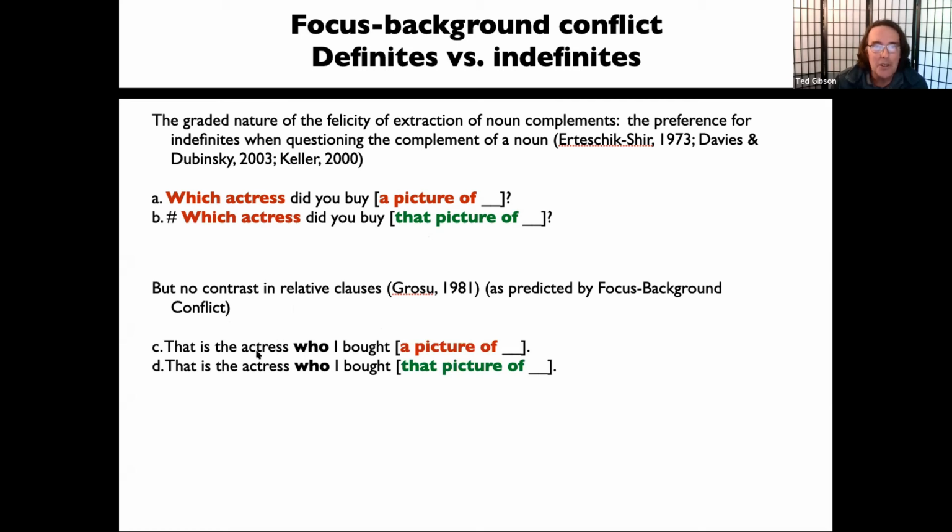So, "that is the actress who I bought a picture of" is fine. And "that is the actress who I bought that picture of" is also fine. This is the judgment in the literature. I kind of get that, but I haven't run the experiment. And so again, there's no focus here, so we don't have this conflict. There's only a focus in WH questions.